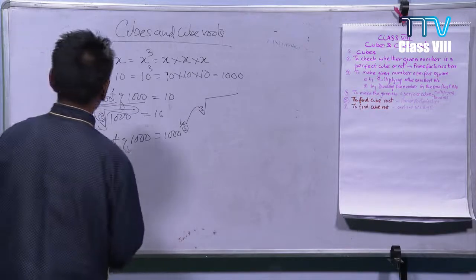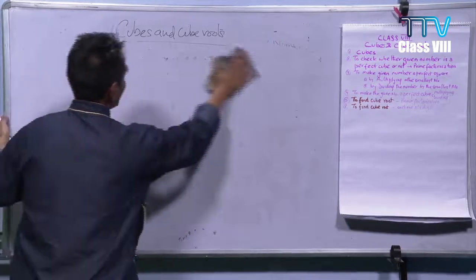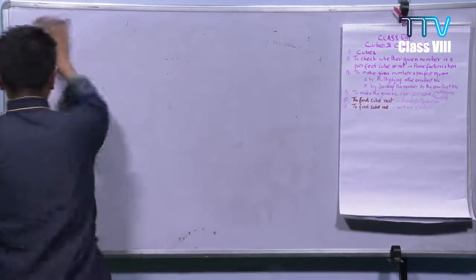Okay, now on cubes, first I want the cube property, the cube of the first 9 natural numbers. Right.